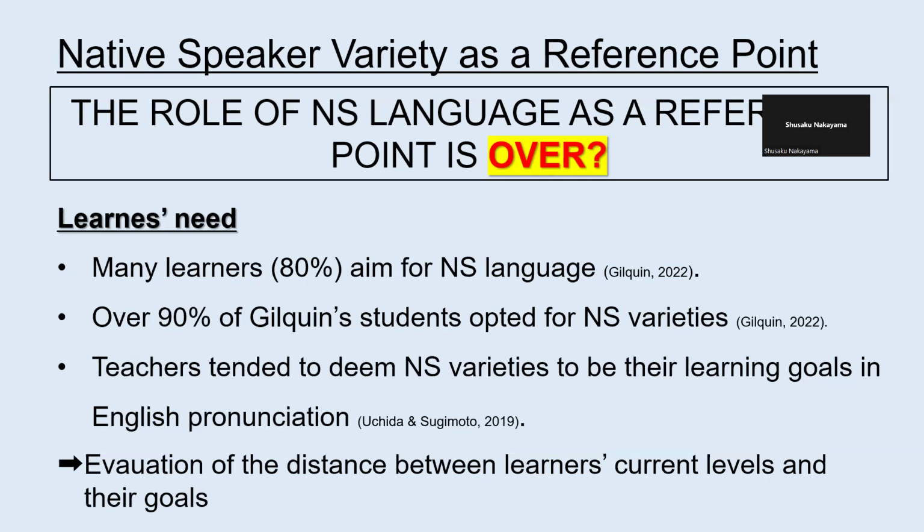Therefore, native speaker language variety can still be a possible reference point for many learners in order to evaluate their current English levels. That doesn't mean native speaker language variety must always be considered in exploring interlanguages. Without any reference points which learners aim for, however, it would be hard to discuss how they can improve their own English.